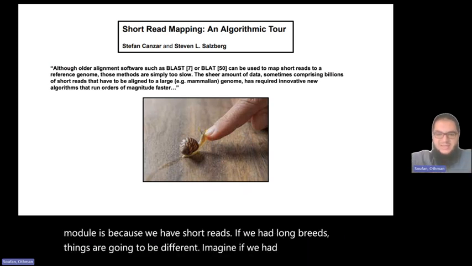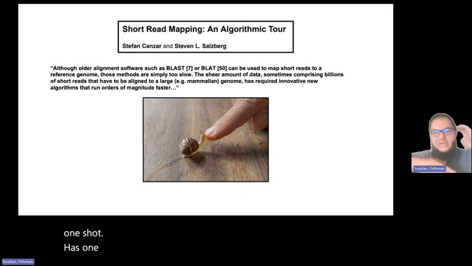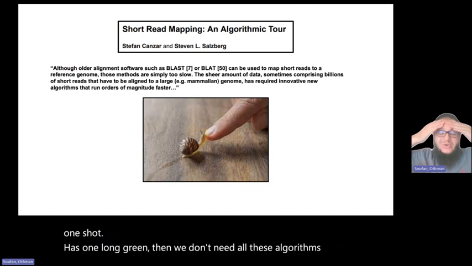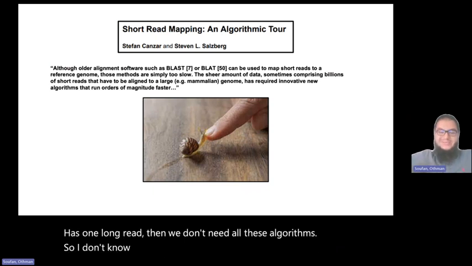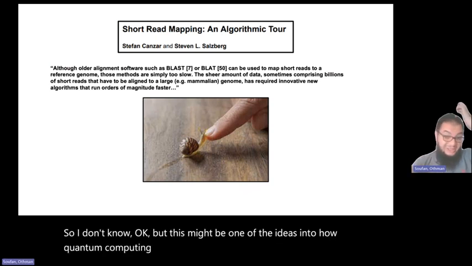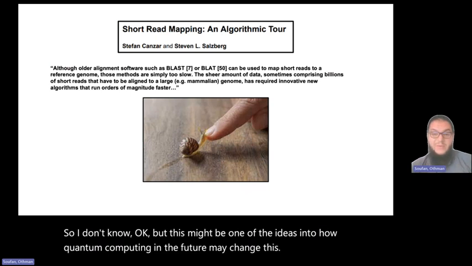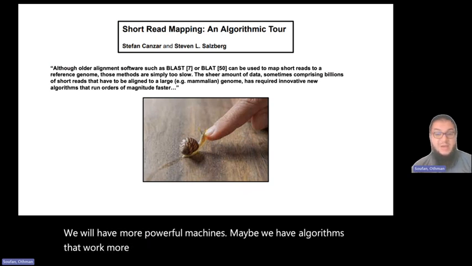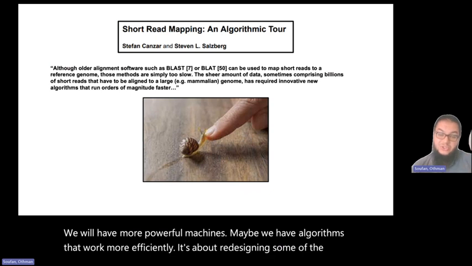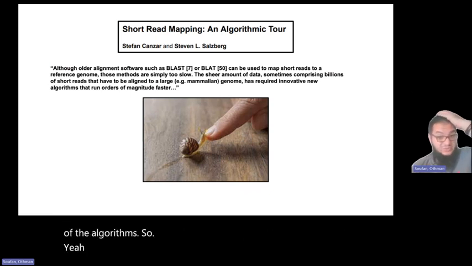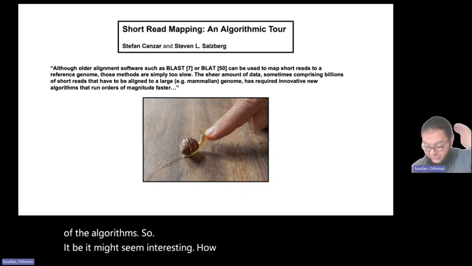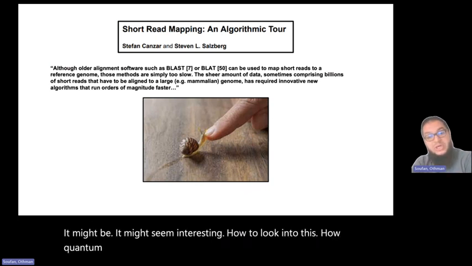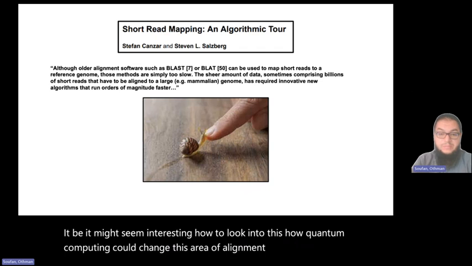Imagine if we had the full DNA in one shot as one long read, then we wouldn't need all these algorithms. I don't know, but this might be one of the ideas of how quantum computing in the future may change this. Maybe we'll have more powerful machines. Maybe we'll have algorithms that work more efficiently. It's about redesigning some of the algorithms. So it might be interesting to look into how quantum computing could change alignment in the future.